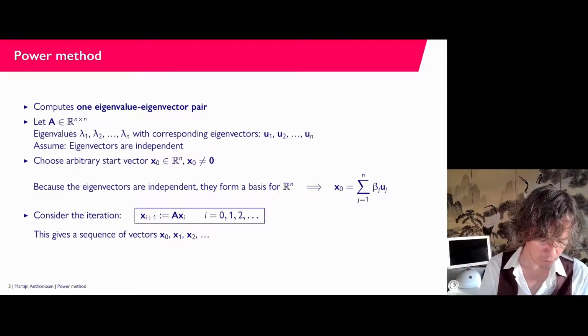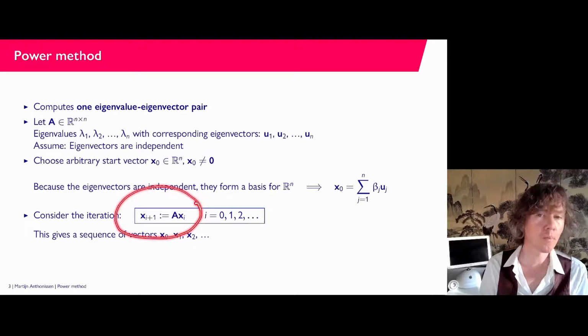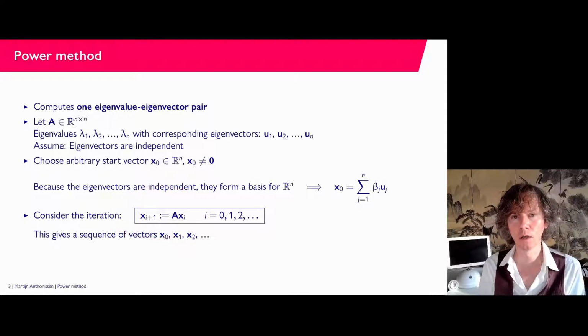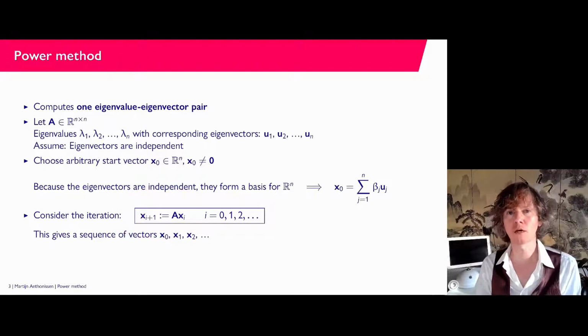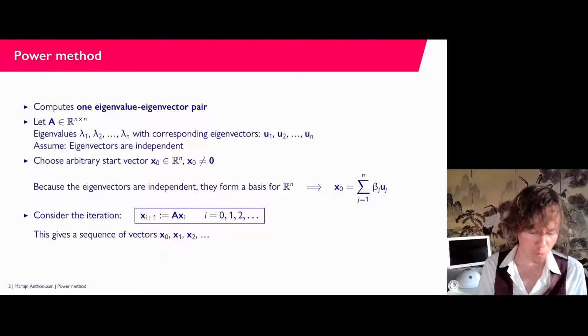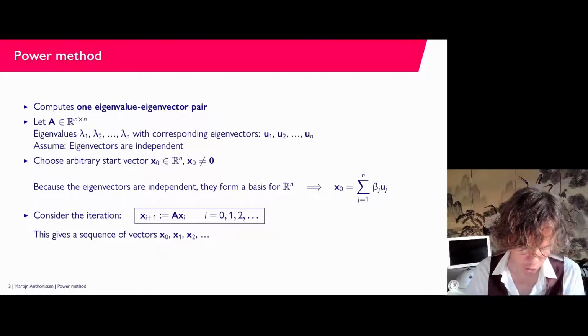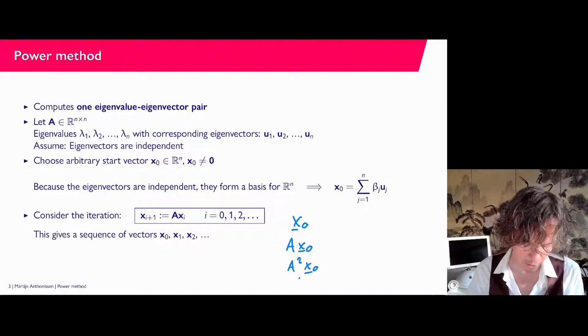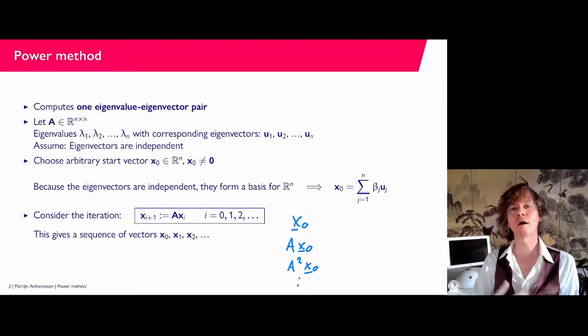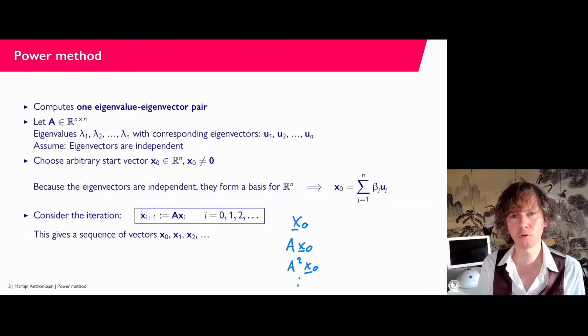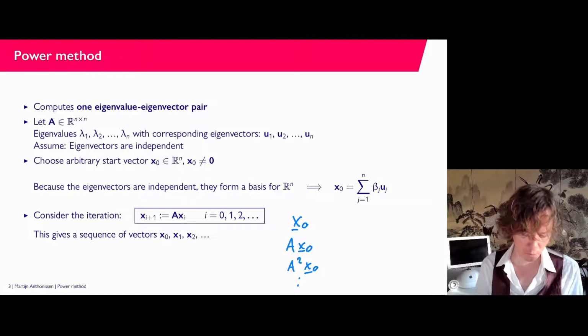Now, if you next perform this iteration, what I'm going to do is apply the matrix A to the vector x0, that gives me x1. Then I do A times x1, that gives me x2, and so on. So basically I'm starting with x0, then I compute x1, which is A x0, and then I compute A squared x0, and so on. So I get higher and higher powers of the matrix A times my starting vector x0.